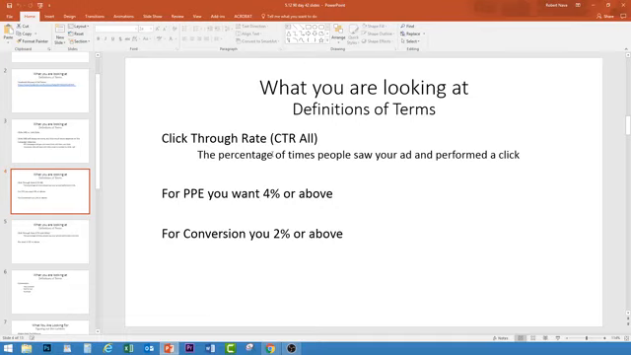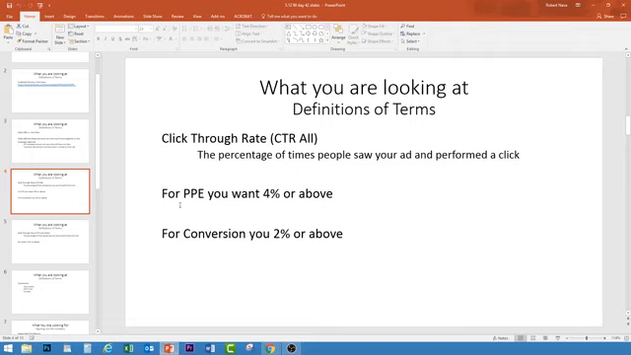These are baseline numbers. You could have some campaigns out there. Don't try to call me on this and say I have a campaign that's getting a click-through rate of 2.4 on a page post engagement and it's making me money. That's not my point. My point is this is typical. This is a baseline. This is standard, and for a huge percentage of campaigns, these are the numbers that you want to be paying attention to. Okay, so you want to have above a 4% for your page post engagements, for your click all, and you want to have above a 2% for your conversion ads.